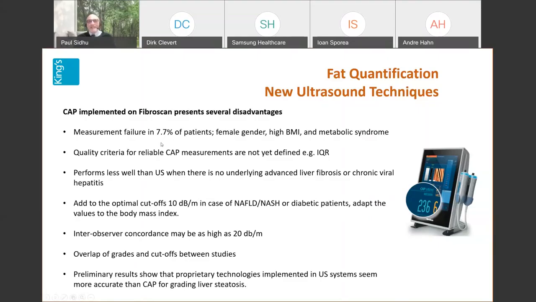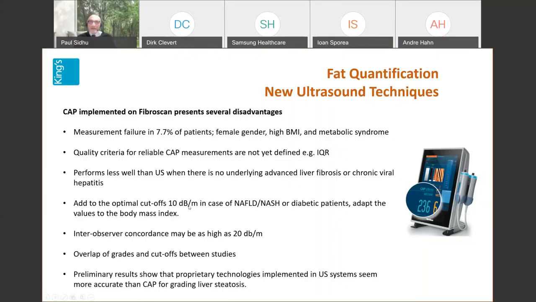But there are disadvantages. There's a measurement failure in 7.7% of patients, and it's harder to do in female gender. And yet again, it's harder to measure in the very patients, those with high BMI and metabolic syndrome, that you want this measurement. Quality criteria are not defined. You use IQR in the shear wave measurements. It performs less well than ultrasound, and it performs less well when there isn't advanced liver fibrosis or chronic viral hepatitis.